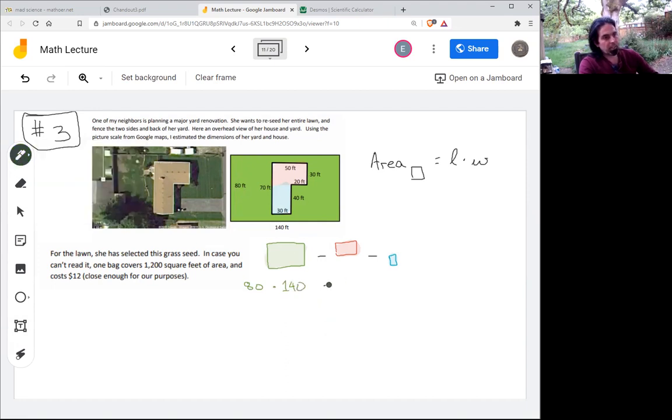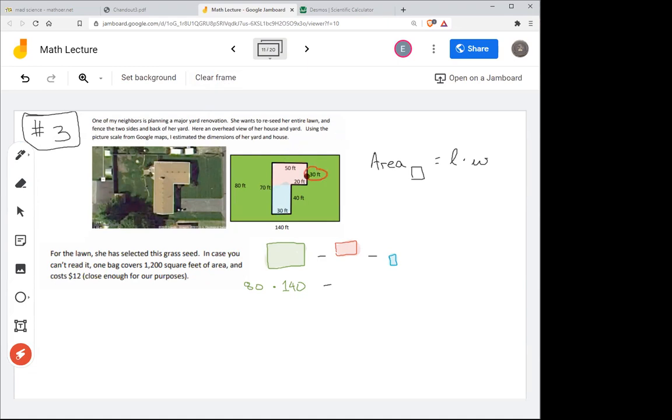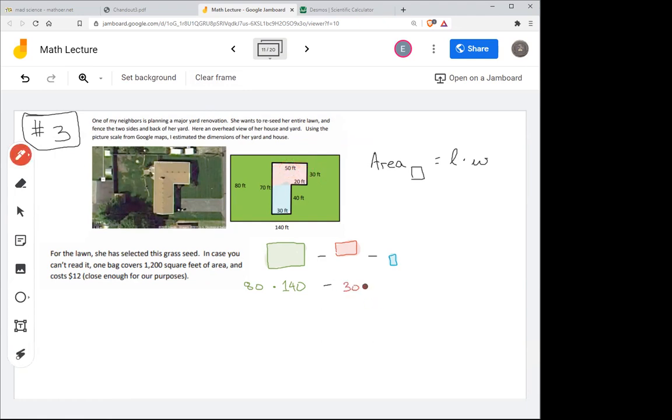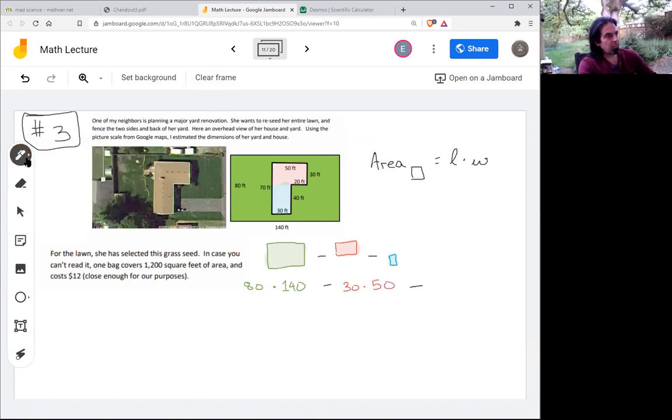And then I take away and I stare at it. Okay, where's my numbers? Which 2 numbers do I care about for the red part? 30 and 50. 30 here, up and down, and 50 there. And then we're going to take away. And again, I need to stare at this. So 30 here and 40 here.